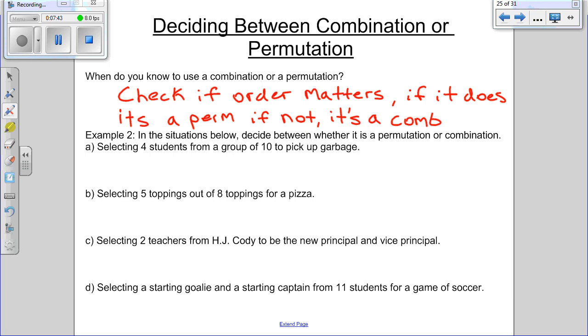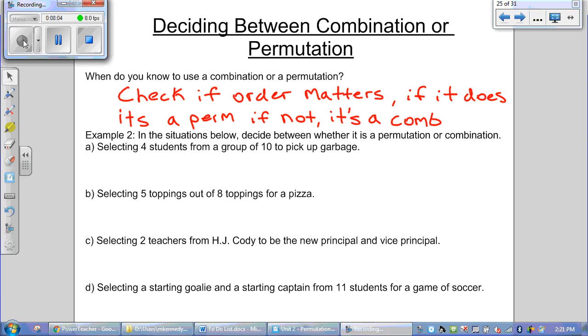Okay, in the situations below, decide whether it's a perm or a comp. You don't need to solve it. Just decide which one you would use. So go ahead, try it on your own, decide permutation or combination for each one of those. And then we'll go and talk through it. I just want to give you a second though to read and check. Just talk through each one of these.